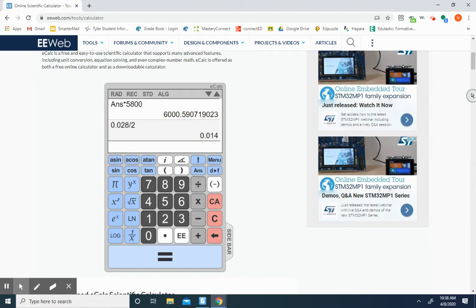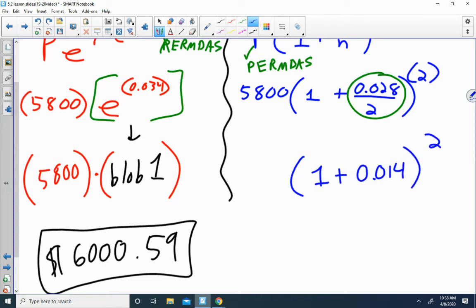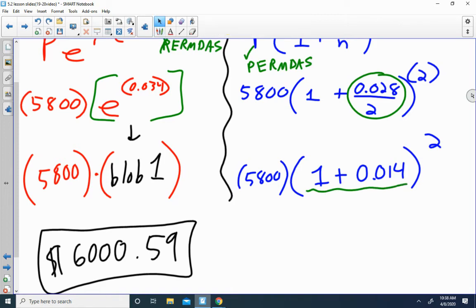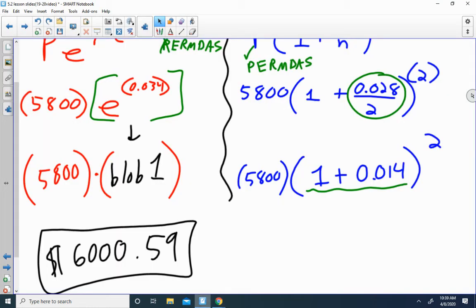I think I can write that down. I don't need to call that blob 1. So we'll get 1 plus 0.014, all this still raised to the power of 2. And we still need to work on parentheses. So now I got to do 1 plus that. So let's go to the calculator, and I'll do 1 plus the previous answer, because the previous answer is still 0.014. And that's going to give us 1.014.